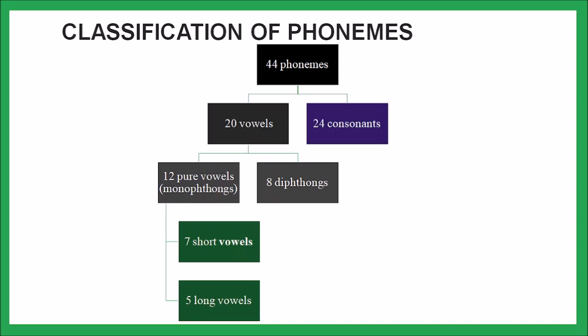So remember the numbers: 44 phonemes, 20 vowels and 24 consonants. Then the 20 vowels are divided into 12 monophthongs or pure vowels and 8 diphthongs. Then the 12 pure vowels are divided into 7 short vowels and 5 long vowels.